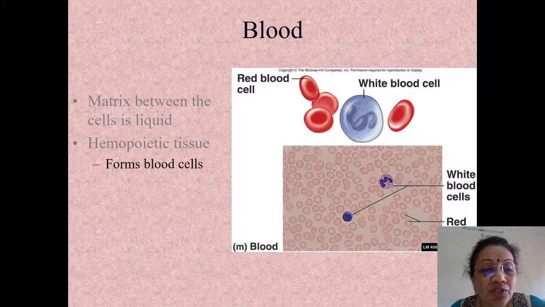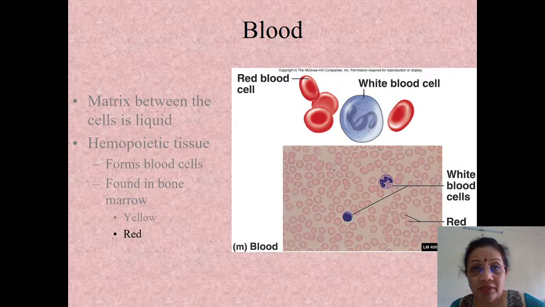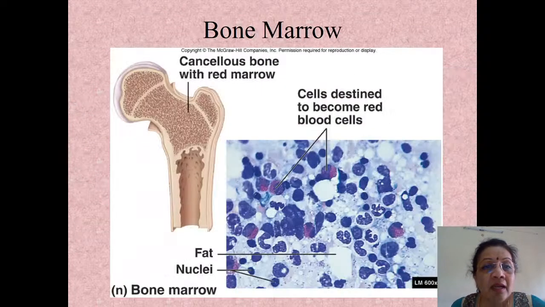There is hemopoietic tissue which forms blood cells, found in the bone marrow, which is divided into yellow and red bone marrow. That was there in the previous slide, not here. Hemopoietic tissue is different from blood. Bone marrow contains this hemopoietic tissue.